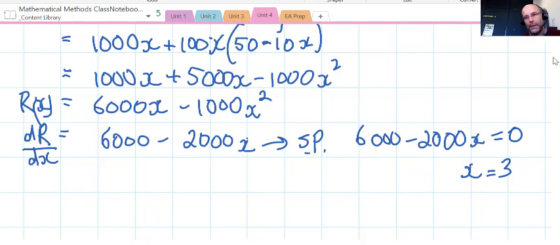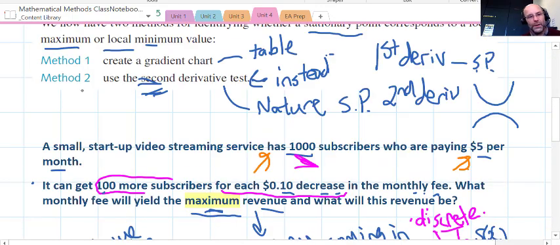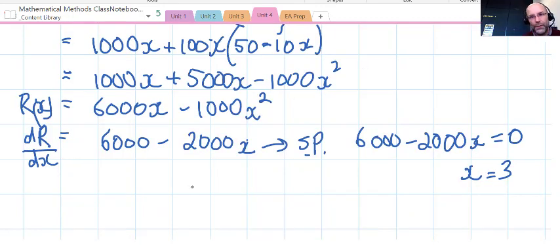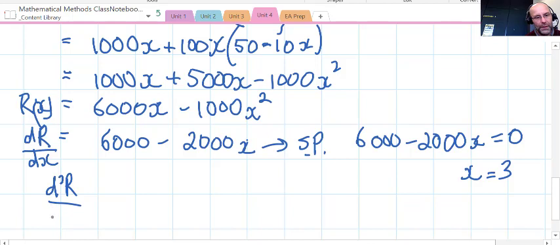Now what I want to draw your attention to is the second derivative, the second method. It's preferred. I want you to use that because it's more efficient. The first derivative test does work, it's legit, but it's slower. This is a bit more advanced, so use the second derivative test, please. Remember, the first derivative tells us where the stationary point is, the x value that gives us a stationary point, and the second derivative, which is d squared R over dx squared, tells us the nature. So that tells us where, and that tells us what.